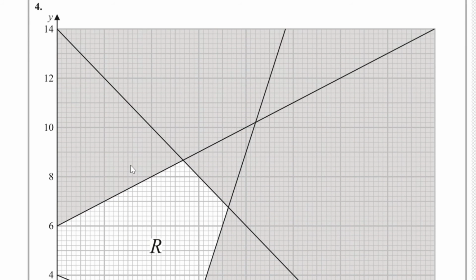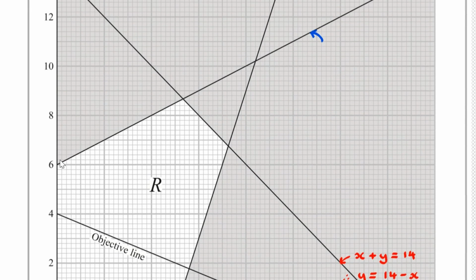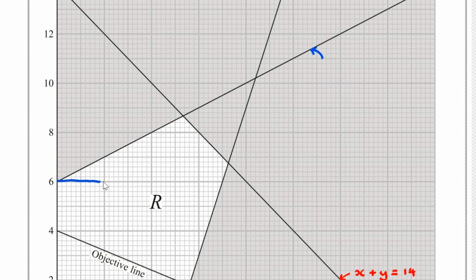Now, if I find out the equation of this line, well, it passes through 6, that's fine. And then the gradient of this line, well, if I go 2 across and then 1 up, that means my gradient is a half. So here I've got y equals 1/2 x plus 6. That line there.